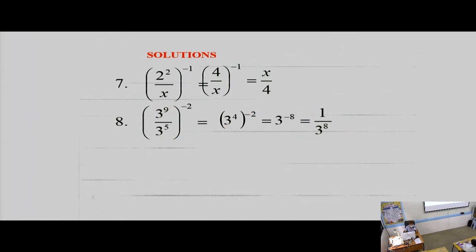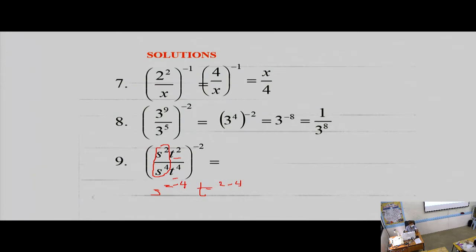Next, number 9. We have s to the power of 2, t to the power of 2 over s to the power of 4, t to the power of 4, all to the power of negative 2. So s to the power of 2 divided by s to the power of 4 is s to the power of 2 minus 4. And t to the power of 2 divided by t to the power of 4 is t to the power of 2 minus 4.